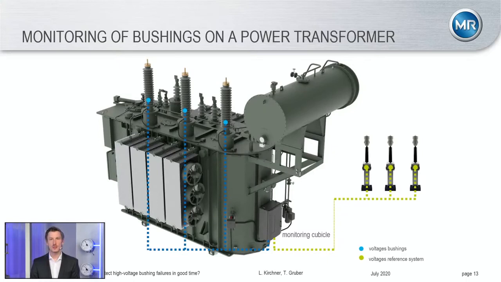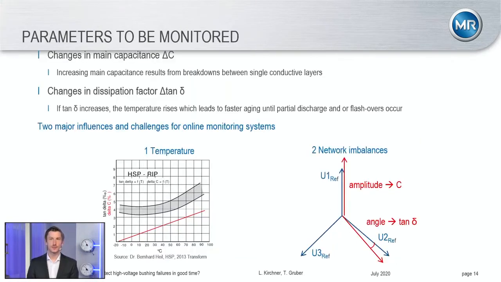So here you can see that on the same side where we measure the voltages of the bushings, we also measure the voltages of the reference system by the VTs in the system. And now the question arises, why do we do that? We do that because there are two major influences if you want to apply bushing monitoring. Every bushing monitoring manufacturer has to deal with these two influences. The first one, you can see it here, is the temperature.